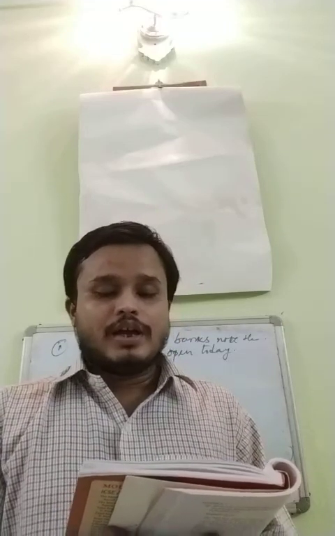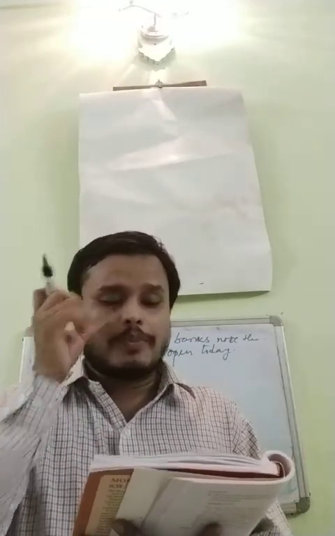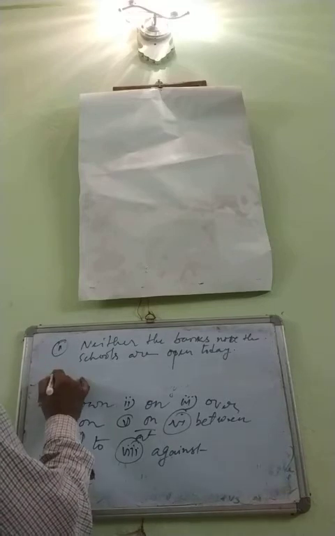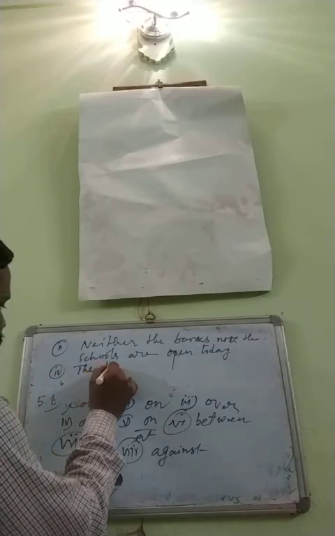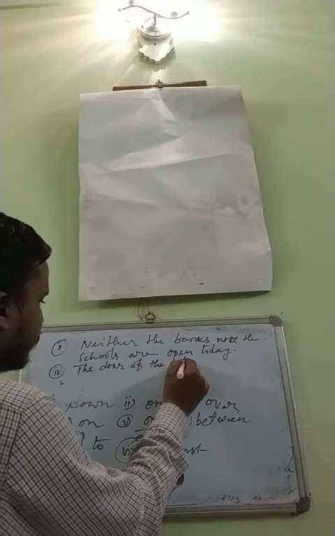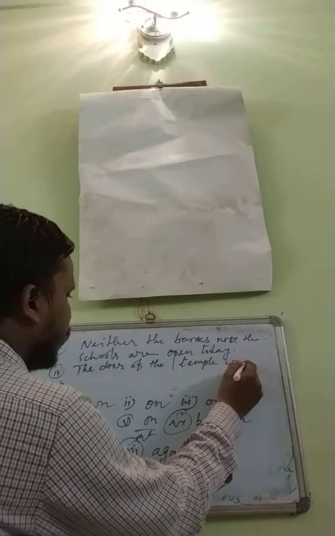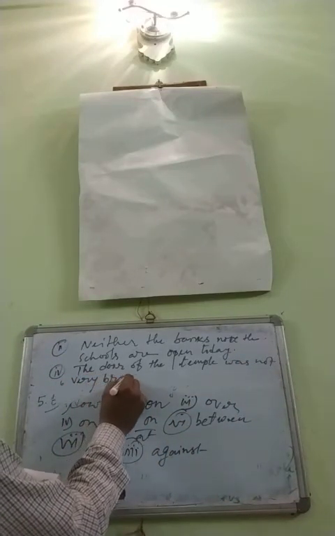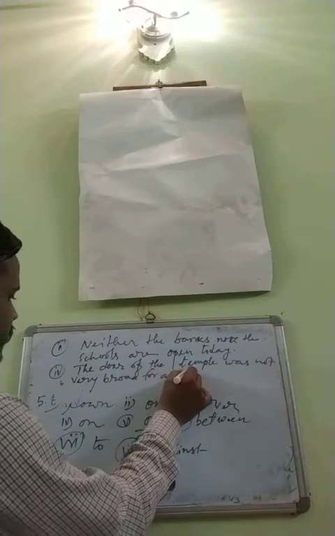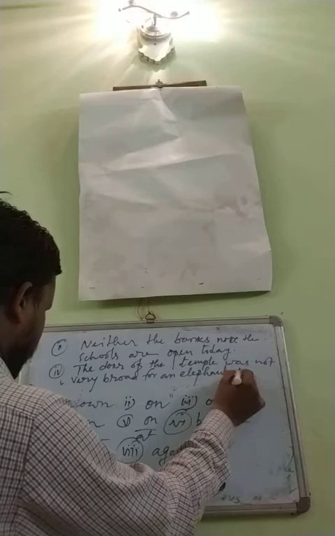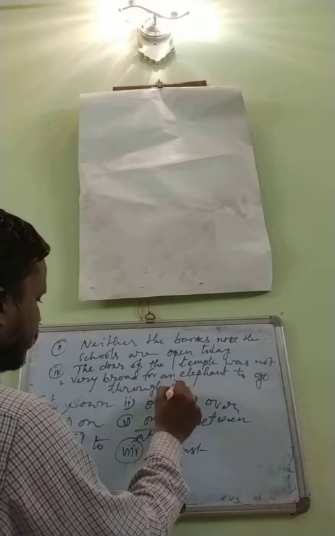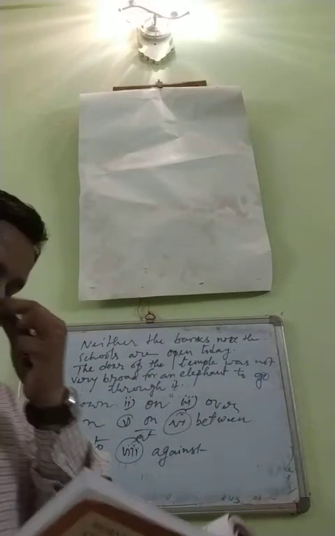Next one, the door of the temple is not very broad. An elephant cannot go through it. The door of the temple is not very broad for an elephant to go through it. The door of the temple was not very broad for an elephant to go through it. Okay, so these are what you can write.